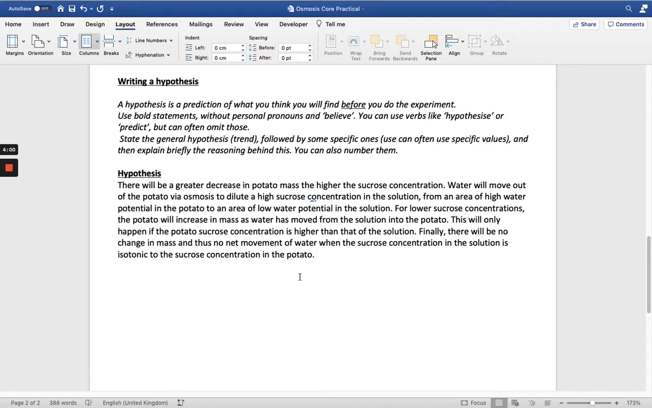So really with a hypothesis, you want to be very blunt, very assertive, have these particular statements of what you predict is going to happen. Use your variables. So in this case, we're talking about the potato mass increase or decrease, and we're talking about the sucrose concentration being high or low. And then introduce a few of the keywords without necessarily explaining too much about them. So in this case, it was water potential, and it was isotonic and osmosis.